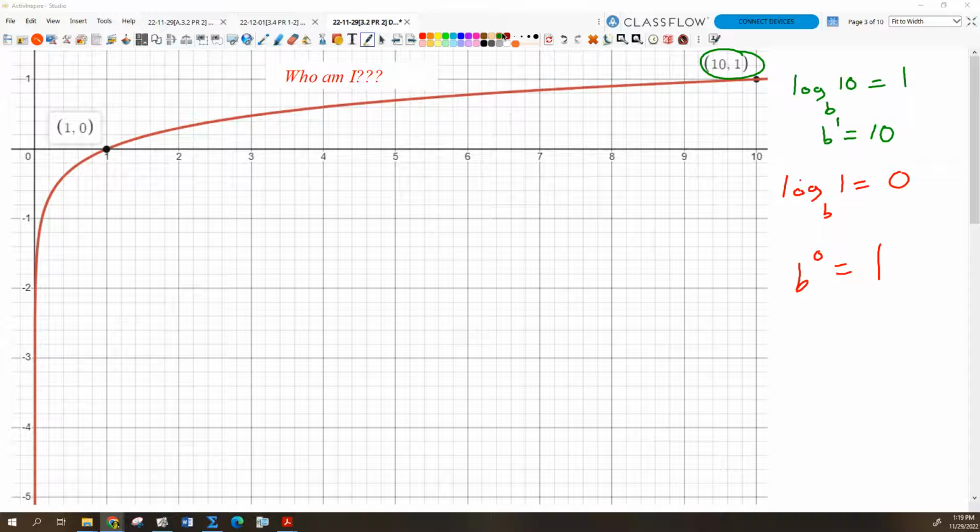10, right? So this has to be, who am I? I am a base 10 log. Okay, but look at what a base 10 log looks like. This is the graph of a base 10 log function. It's asymptotic on the negative y-axis, but what are the allowable inputs then? Well, we can only input values greater than 0. Log functions are undefined for negative input values. Okay, that makes sense?